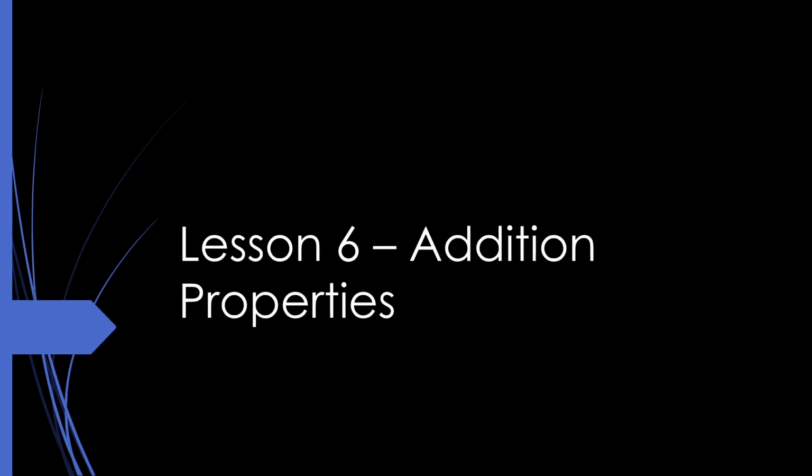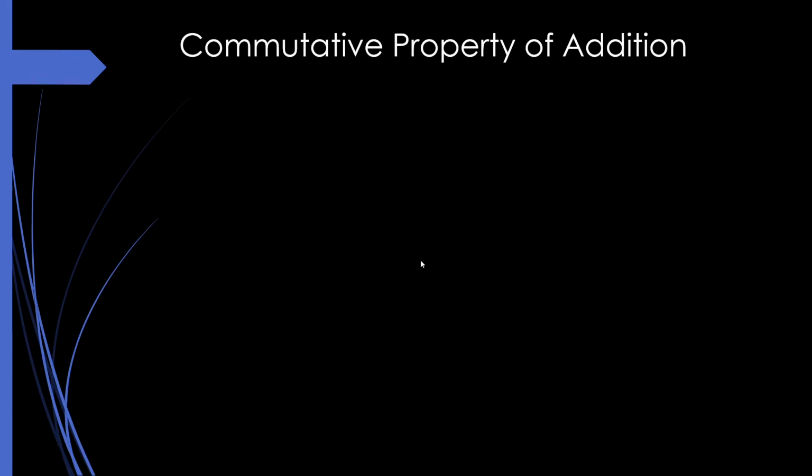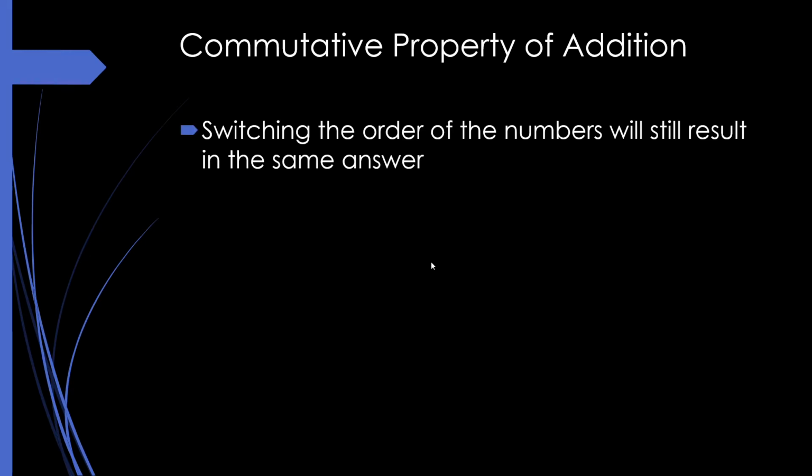In this video, we are going to be going over lesson 6, which talks about different addition properties. The first addition property that we are going to be going over is called the commutative property of addition. The commutative property is when you are switching the order of your numbers, and even though you're switching the order, you're still adding them, so your answer will still be the same.